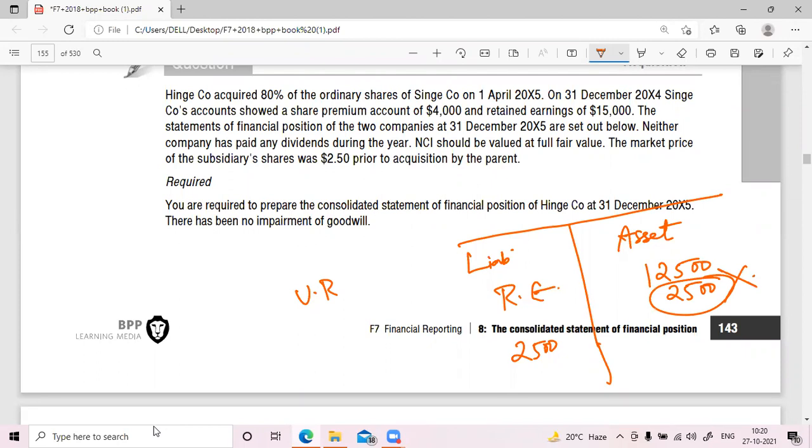What am I asking you? How much should we remove? We should show the asset for how much? 10,000. 10,000. And retained earnings, what will we be removing? 250. We will add that. 2,500. Correct or wrong? Yes, sir.